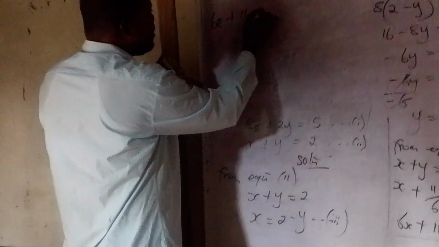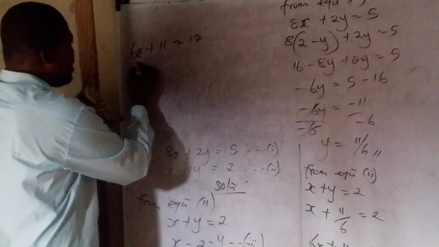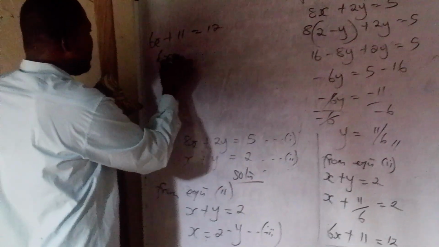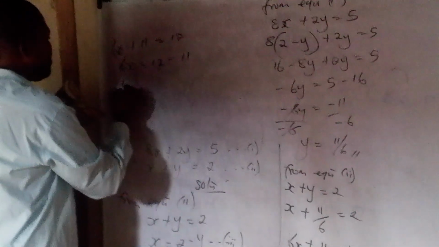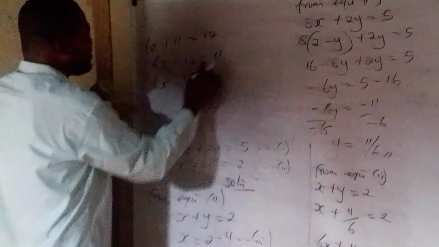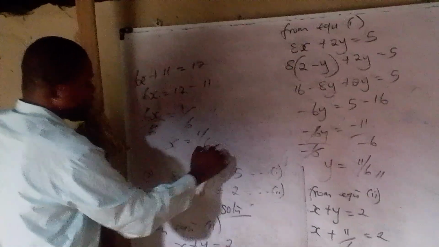So that my final answer is now 6x plus 11 equal to 12. This 6 LCM, I will remove it. I will then get 6x equal to 12 minus 11. Then 6x is equal to 12 minus 11, which is 1. So divided by 6, divided by 6.